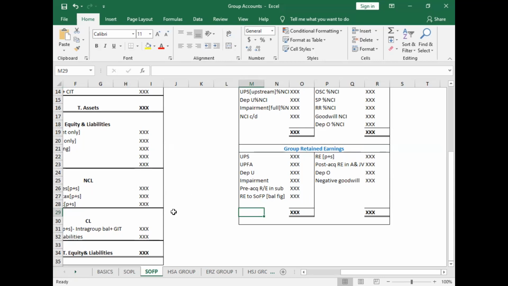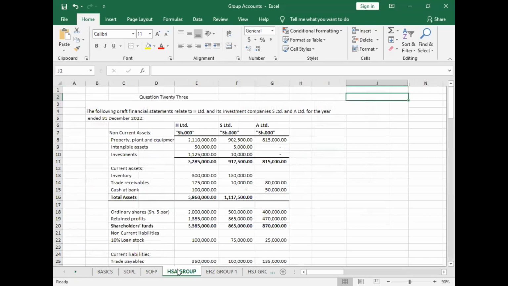So maybe we'll take an example. We'll start with this one that was examined in the last sitting. So the question reads this way. The following draft financial statements relate to H Limited and its investee companies, S Limited and A Limited, for the year ended 31st December 2022. So you've been given there the statement of profit and loss, isn't it? So the year is ending at 31st 12 2022, isn't it?